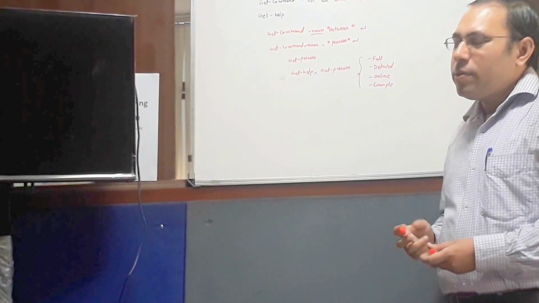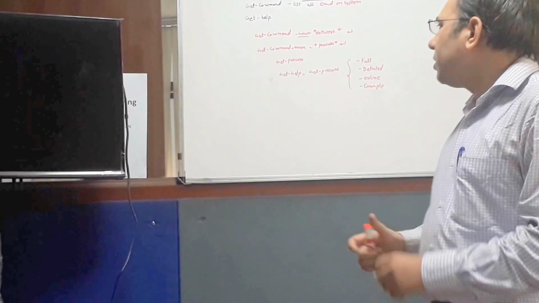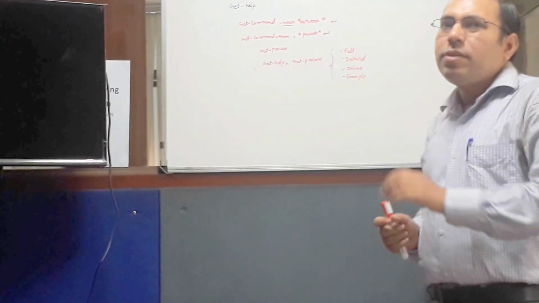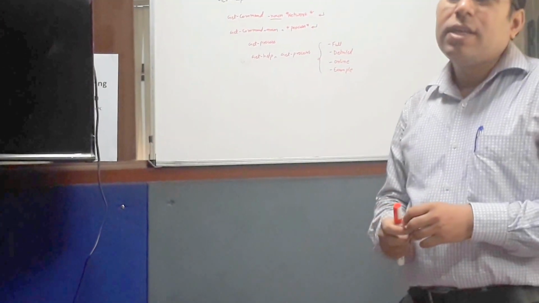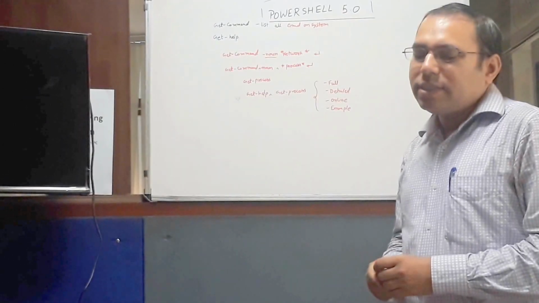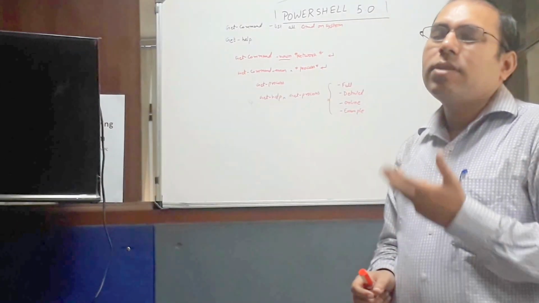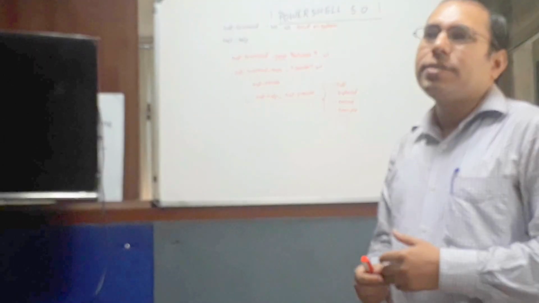When you say full, you will get the entire details of the command. When you say detailed, it will just give you the syntax and the parameters. More than that, it will not explain each and every parameter as full will. Online will be the help when you are connected to the internet, it will take you to the internet and give you all the details. Examples will only show you the examples.